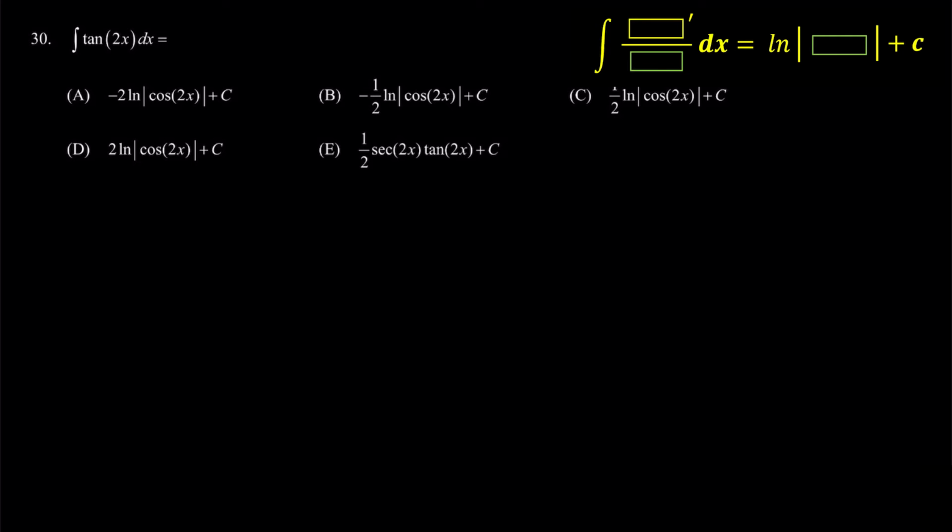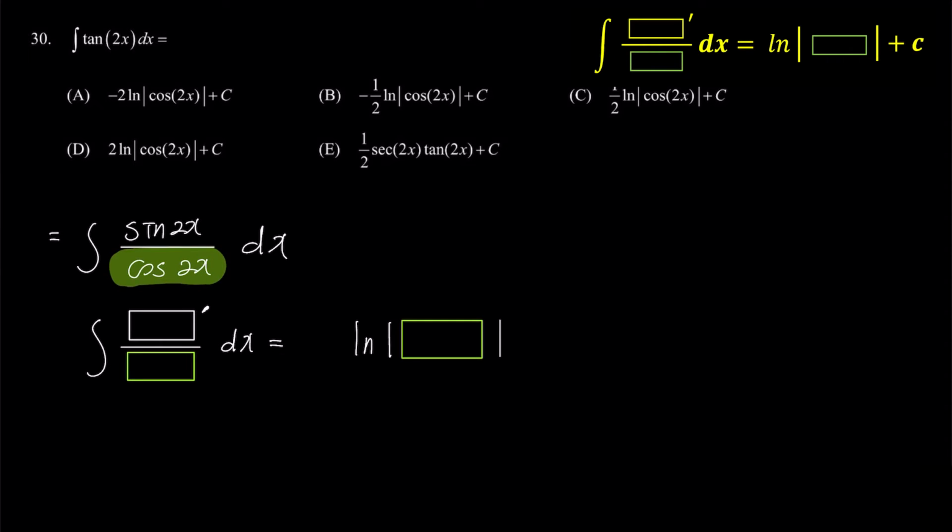This problem is not a fraction, just tangent of x. However, tangent of x can be expressed as sine 2x over cosine 2x, so it can be written as a fraction. If we differentiate the denominator, a shape similar to the numerator will come out, right? So let's use the box rule. First, we put cosine 2x in the green box, and its derivative of minus sine 2x in the box prime.